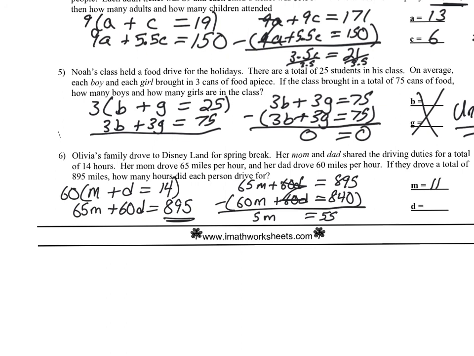So Mom drove 11 hours, and we had a total of 14 hours. So 14 take away 11 is equal to 3. Dad only drove 3 hours. He's a slacker. Okay, now match this to your classwork. It's the same process, same types of problems.